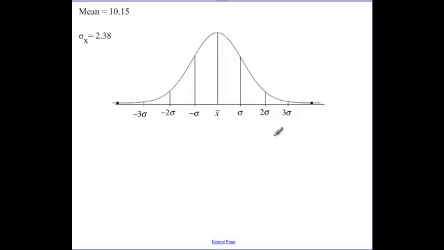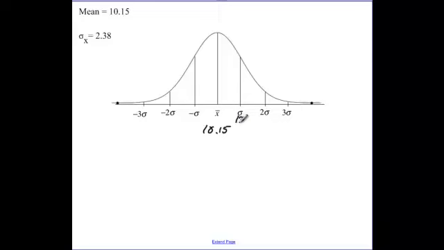So this is what you would be expected to do. You'd be expected to take your bell curve, and right here you would put 10.15, and then you continue to fill out your bell curve. This is one standard deviation above average. So I take 10.15 and I add on to it 2.38.